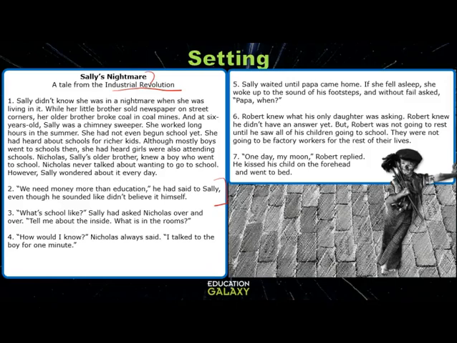So next time you read a story, think about where and when the story takes place and how it affects the characters.